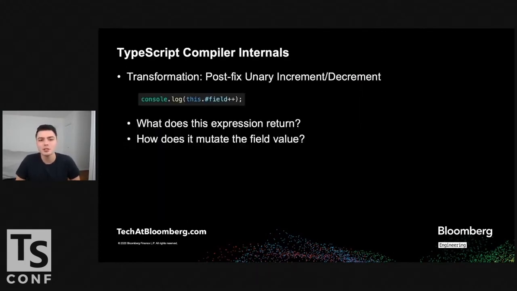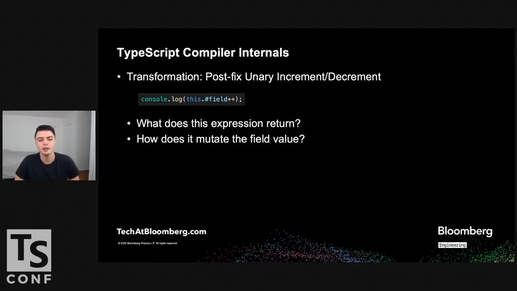Let's talk about some of the interesting cases of the transformation. The first one I'm going to discuss is the postfix unary increment or decrement operators. This means the ++ operator that comes after a this.hash field, or a -- operator. When we write the transformation for this, we need to consider what the expression returns and how it mutates the field value. You may think that this is simple, but it's actually quite nuanced. There's one minor detail that's really easy to miss.